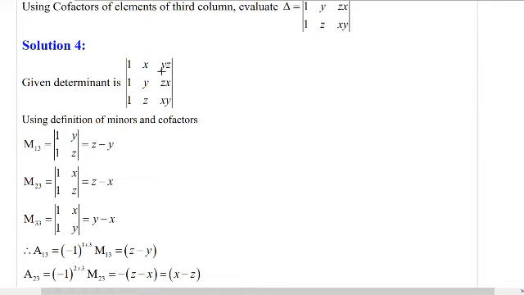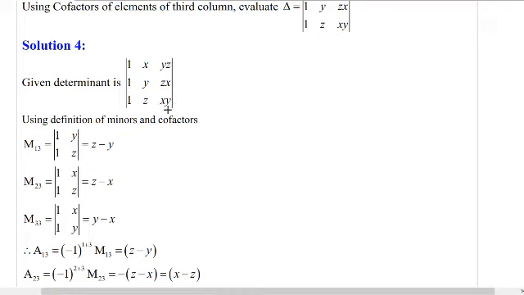So what is the cofactor of A13? I'll hide this row and this column. So I'm left with these 4 elements, which I'll solve like this, z minus y. For minor 2, 3, I'll hide this element by row and column. So I'm left with 1x, 1z, and the minor will be z minus x.